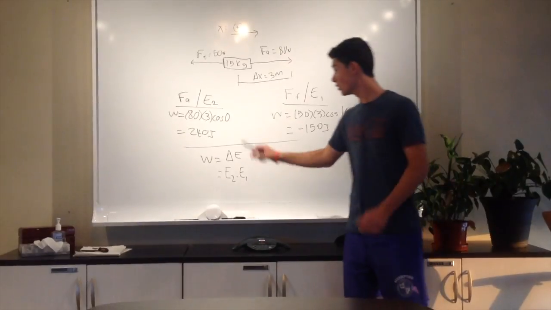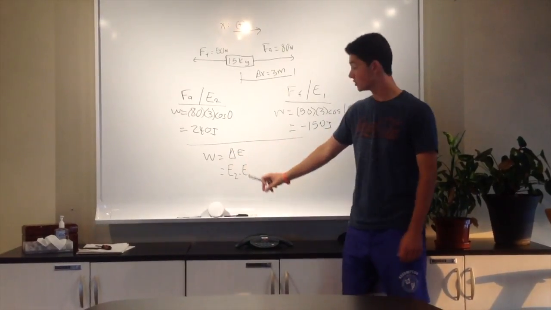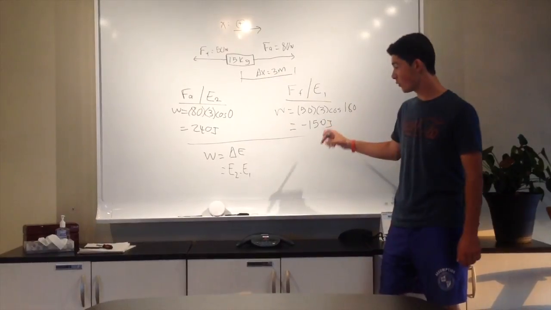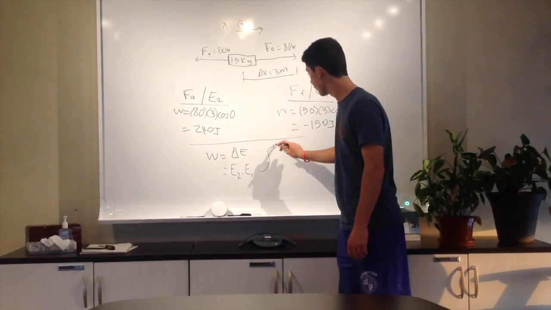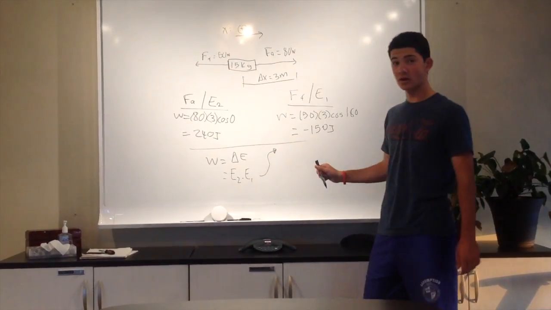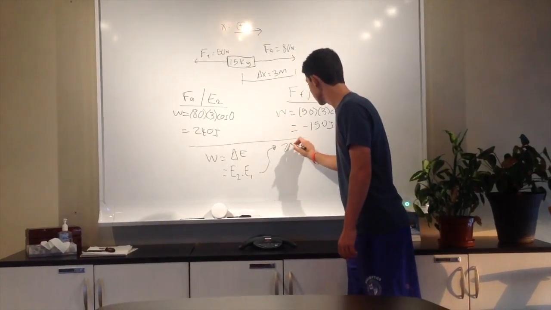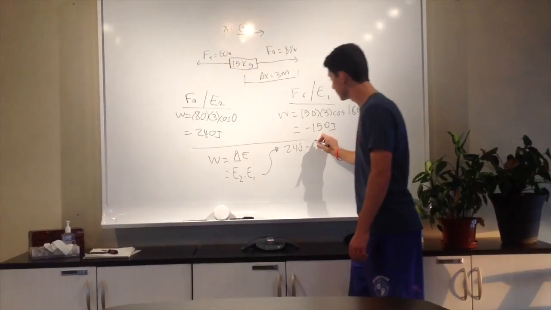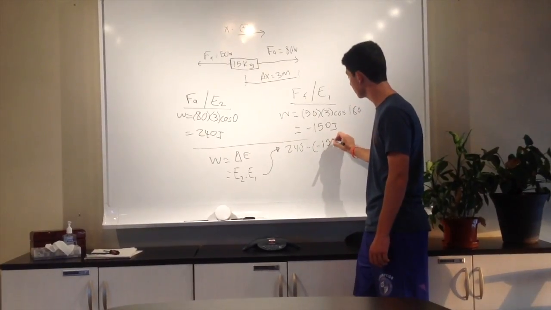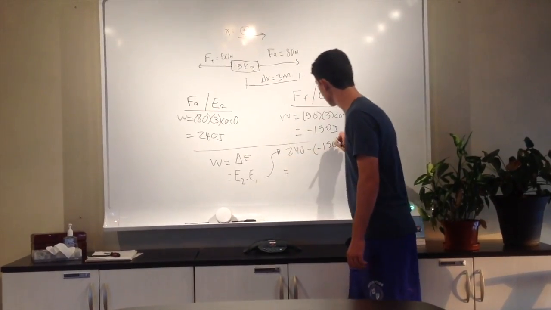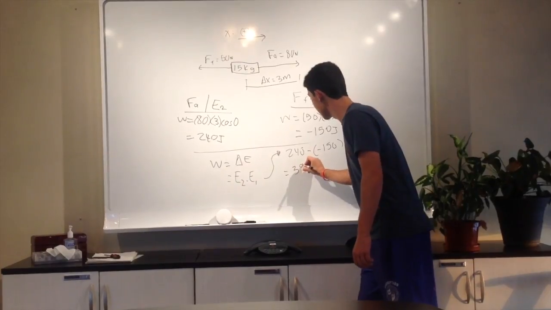The original equation, work is equal to the change in energy, which is E2 minus E1. Therefore, the total work done on the object is equal to 240 minus negative 150, which is equal to 390 joules.